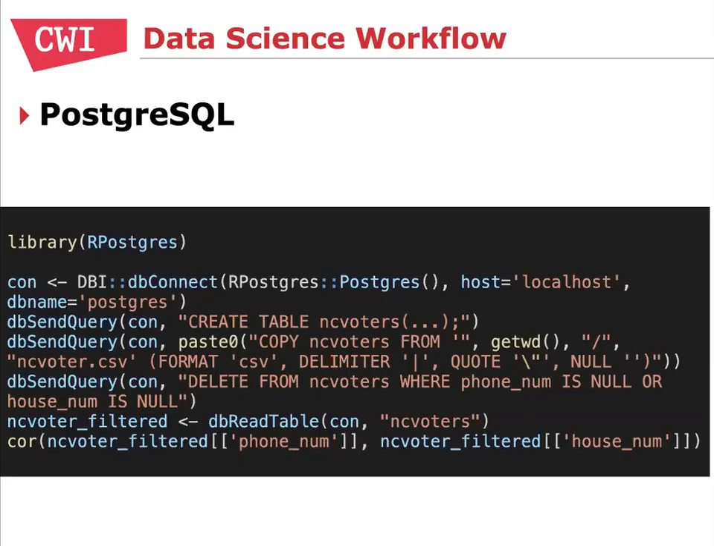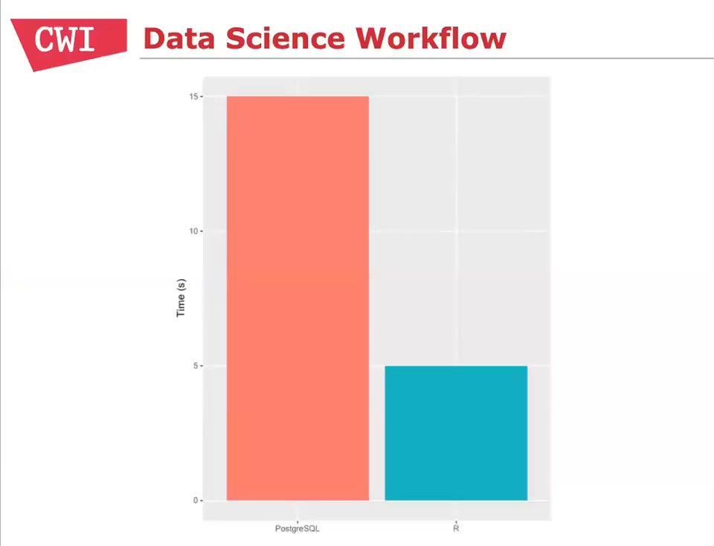Then we do a dbReadTable, which loads the data from the server into the R client. And then we can again use our correlation function. And then after that, we get the same result, but time-wise not. If you look at this result, Postgres using the database server, it's significantly slower. It's like a factor 3 slower than just using R.